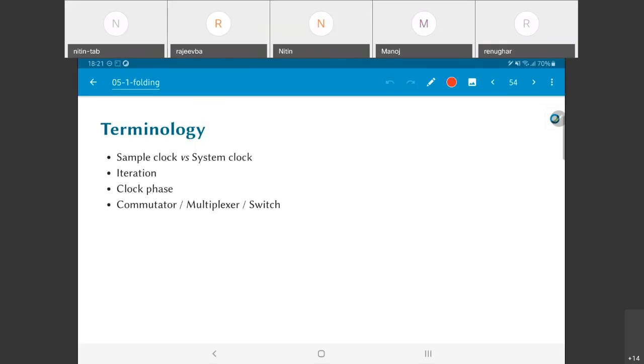Okay. So for example, in the previous case, one A of 0 plus B of 0 plus C of 0 giving one Y of 0 output completes one iteration. Clock phase, what are the phases that we had over there? It's basically the number of different values that can be given as input to the multiplexer. And the term commutator or multiplexer or switch, those are all different terms that you might come across for that switch, which basically decides which input, which value goes to which wire.